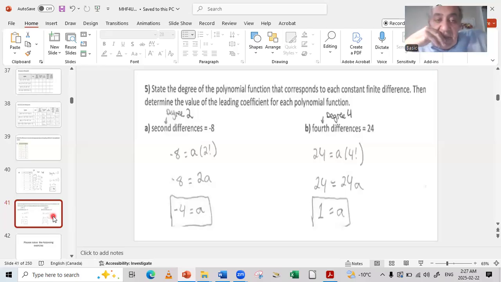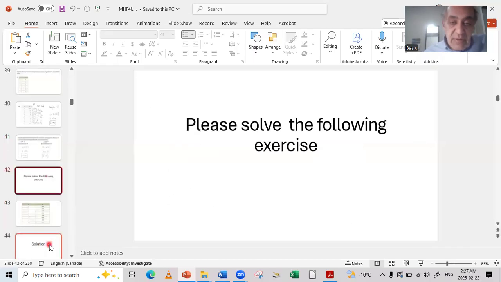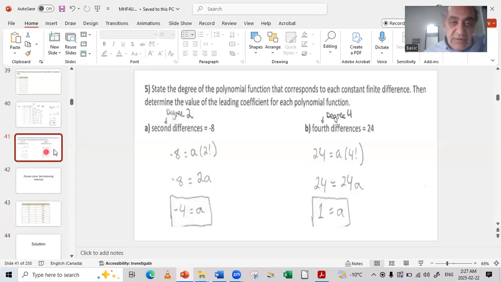Okay, guys, shall I stop here for the moment? Then we'll resume working on the next lecture. But here also there is: state the degree of the polynomial function that corresponds to each constant finite difference. Then determine the value of the leading coefficient for each polynomial function.